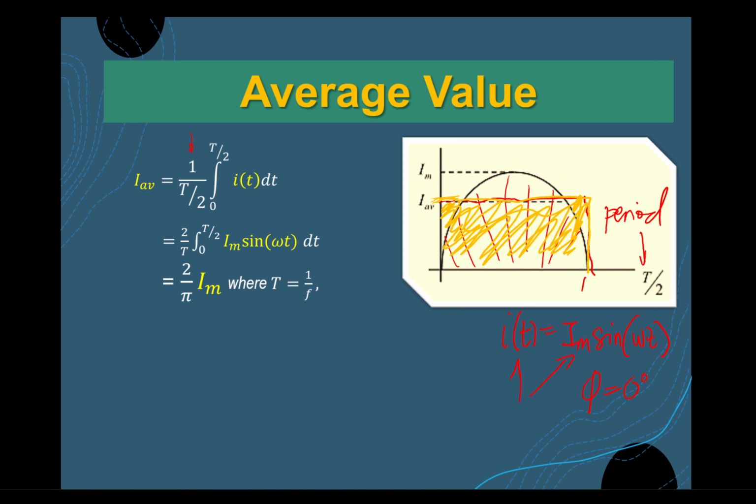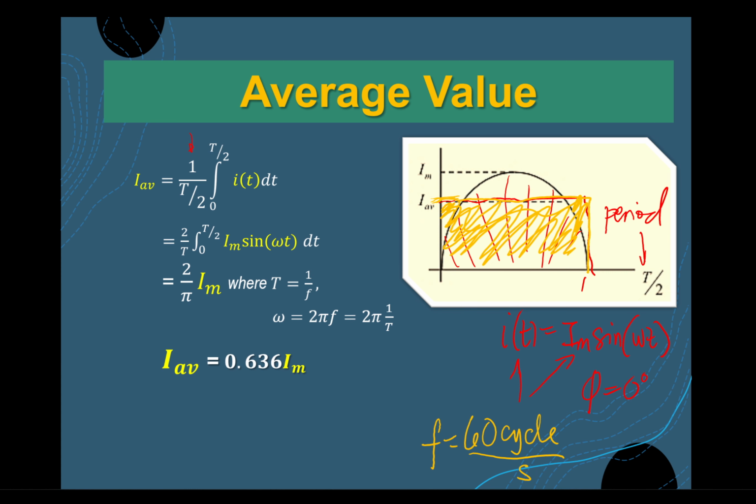Where the period is equal to 1 over frequency. So what is frequency? Frequency is simply the cycle per second. So if you have 60 hertz, that's 60 cycles per second. And then we have the angular frequency. Angular frequency is represented by 2 pi f, or 2 pi over T.